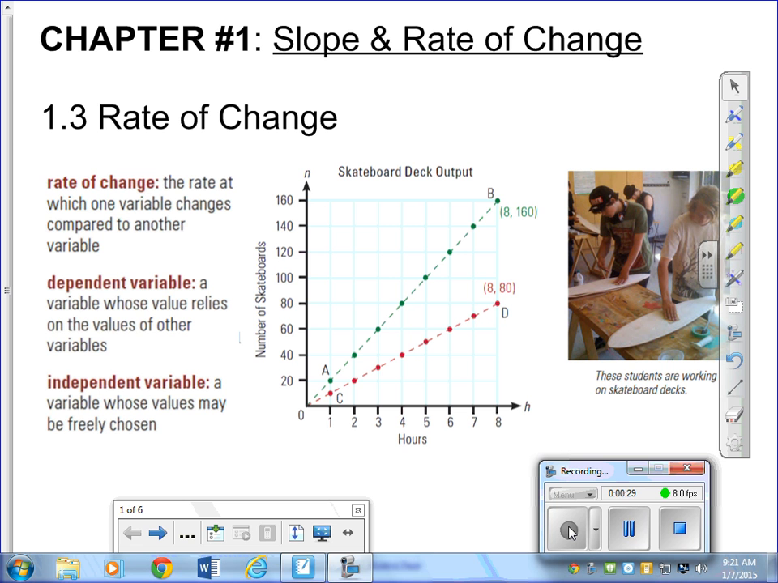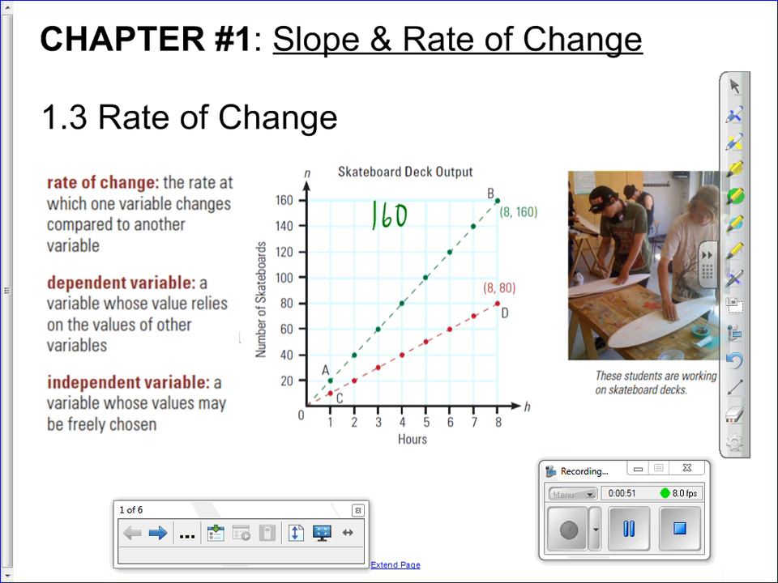They're producing skateboards, and you can see there's a red line and a green line, and the green line is producing more skateboards per hour than the red one is. And how do you figure out what that value is? If we look at the green line, 160 skateboards are produced in 8 hours, so we do some simple division. That means there's 20 skateboards per hour being produced by the person making the green ones. And for the reds, it's 80 divided by 8, which is 10 skateboards per hour.